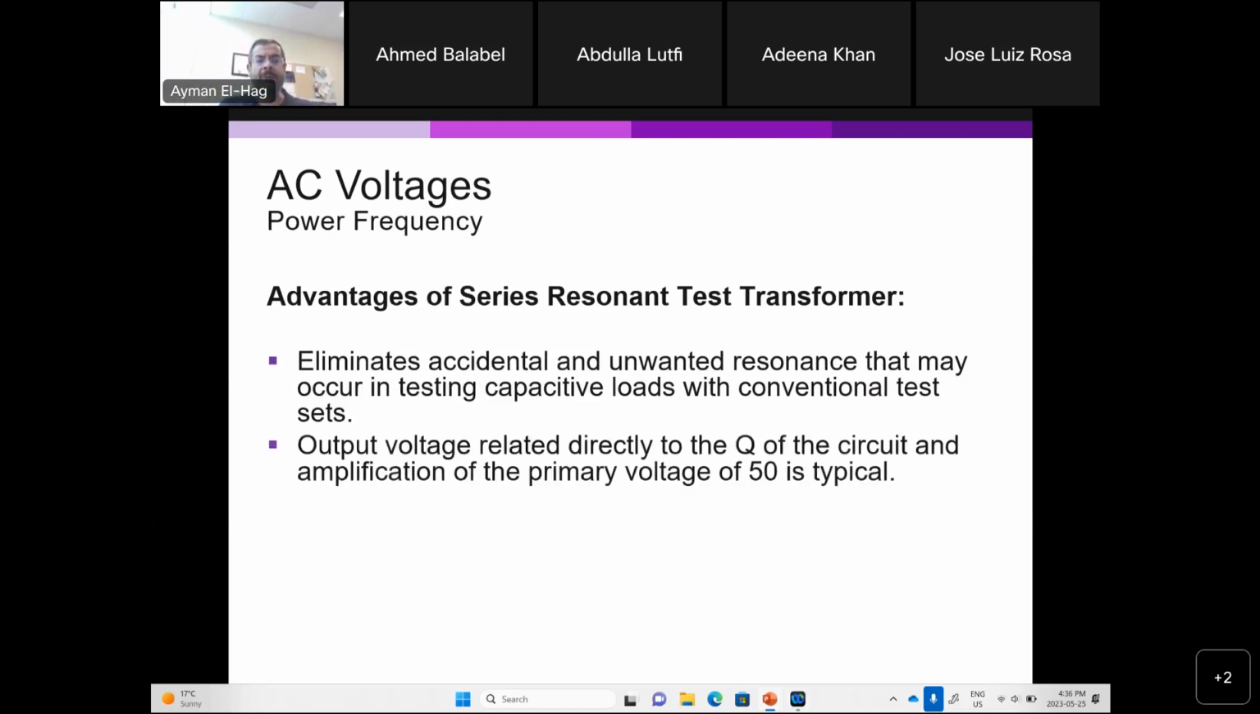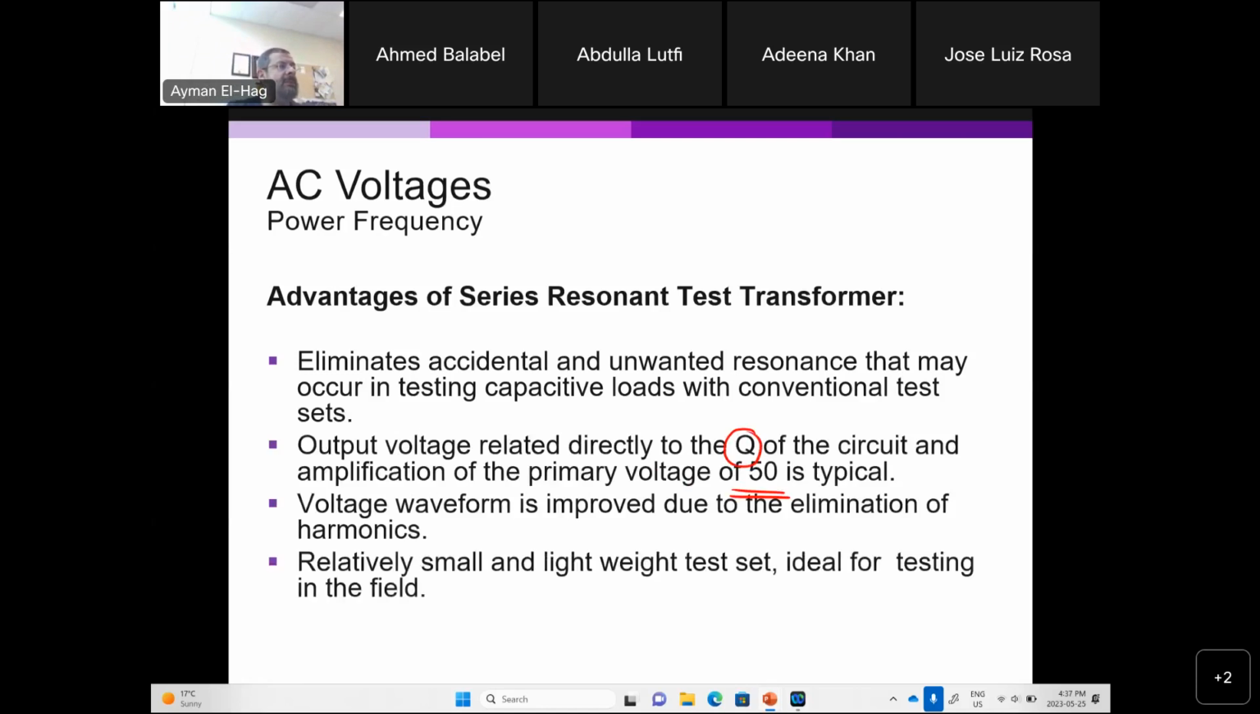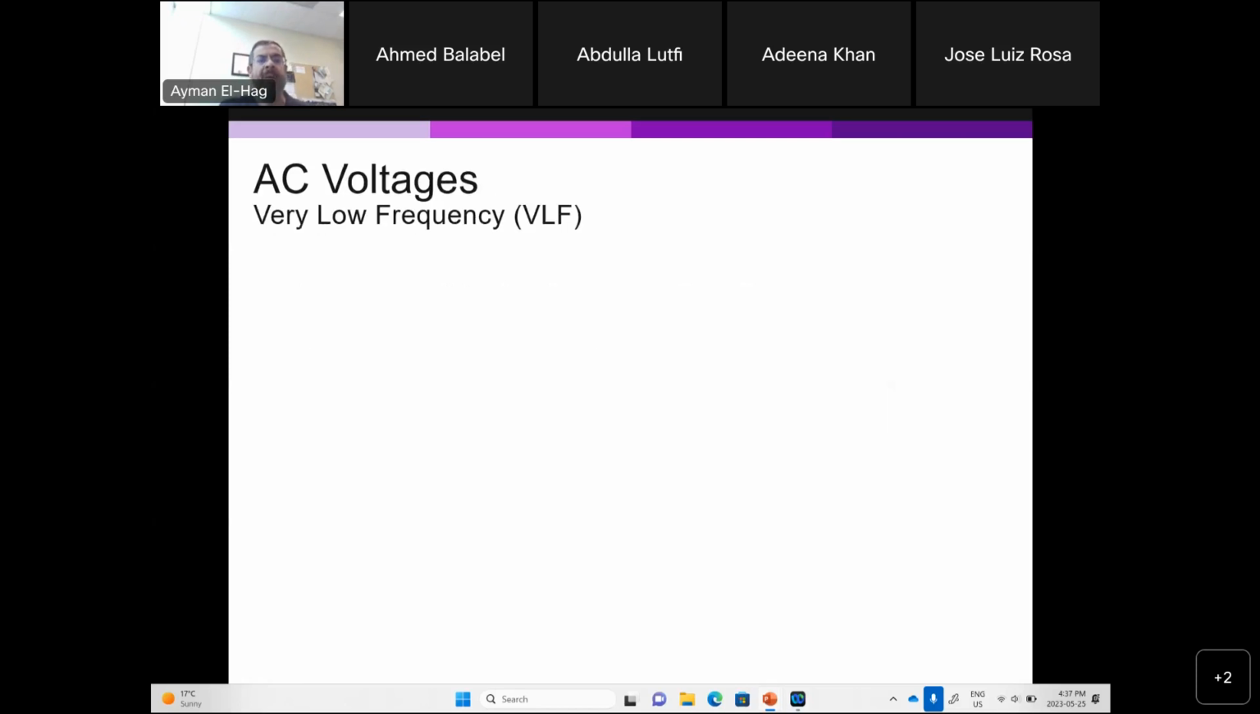Okay. Second thing is the output voltage is directly proportional to the Q, which is typically 50. So we are getting extremely high voltage coming out of those resonance frequency with a smaller size. The voltage waveform is also improved because we're eliminating the harmonics. And as I said, that will result in a relatively small and light unit that can be used in the field. The final thing that we'll talk about here for AC is the very low frequency testing.